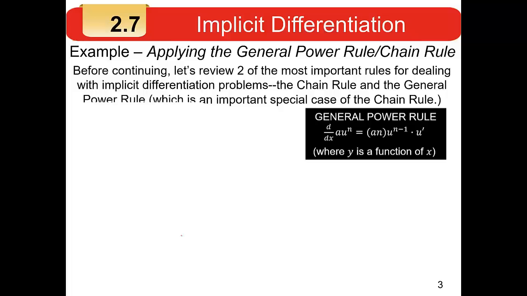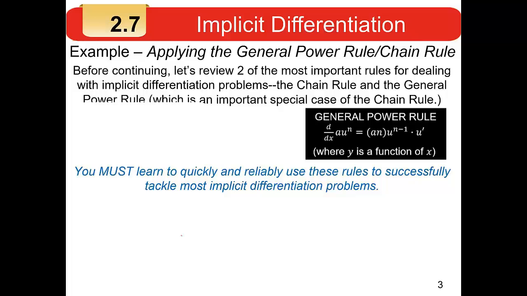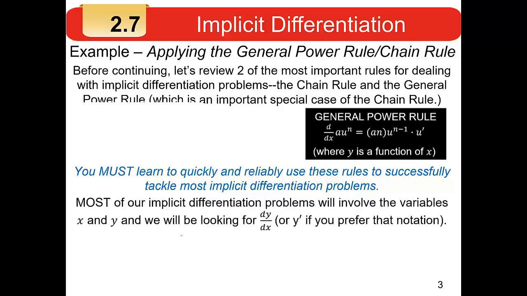The derivative of u to the power n is n times u to the n minus 1. In other words, you bring down the exponent, reduce the power by 1, and then you multiply by the derivative of u. So now let's do some really quick examples to get you in the right frame of mind for doing the kind of problems we really want to do.